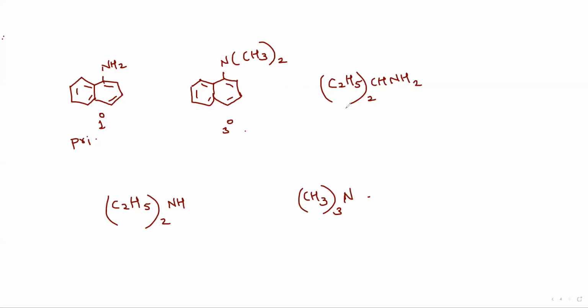Now, in this particular example, you can see NH2, so two hydrogens are already there. Only one hydrogen is replaced by the C2H5 group, which means you can say it is a primary amine. In this case, we can see NH, which means two hydrogens are replaced, which means it is 2 degree. And in this case, all three hydrogens are replaced by 3 methyl groups, which means this is a 3 degree amine.